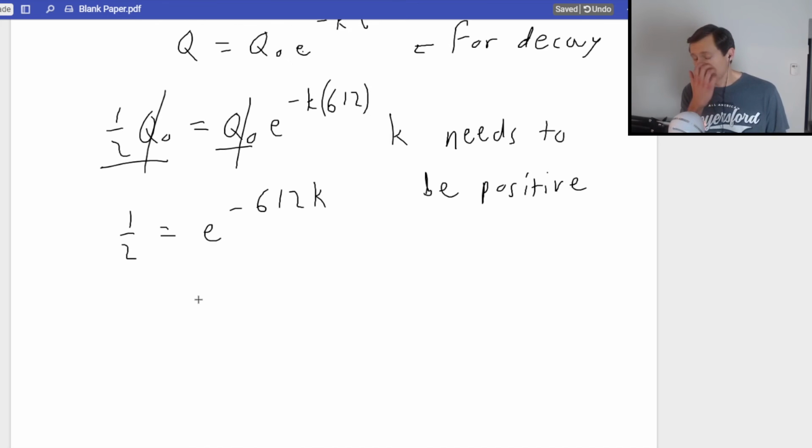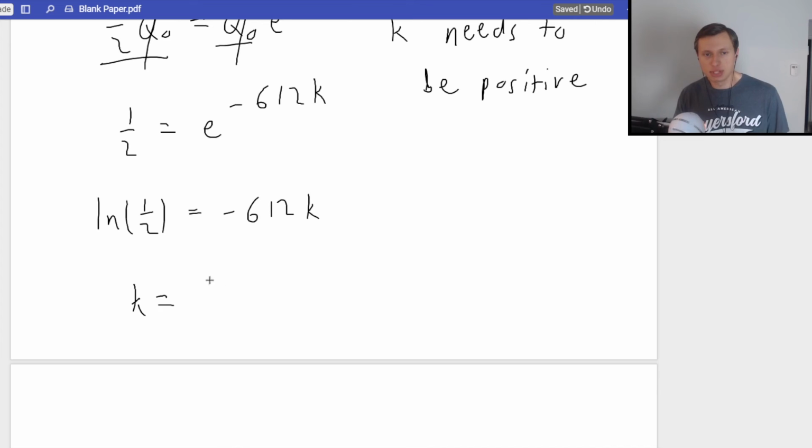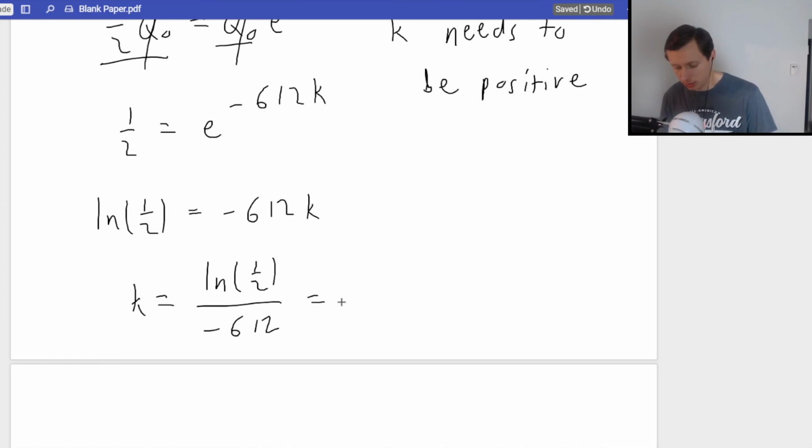And again, if I want to solve for k, I need to get k by itself. I need to take the natural log of both sides. Natural log of 1/2 equals negative 612k. Final step, divide both sides by negative 612. I'm going to plug this in a calculator real quick. Natural log of 1/2 divided by negative 612. I'm going to get k equals 0.0011325. It's a lot of decimal places.